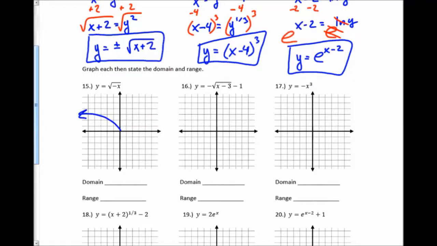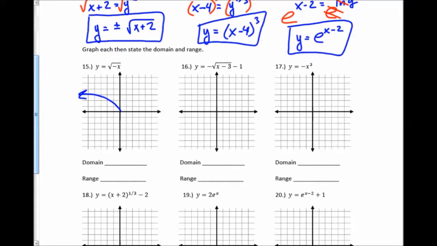And so now I take this and I identify my domain and range. The domain, the x values are all less than or equal to 0. And the range, I can see all the y values are greater than or equal to 0 because it goes up. And that's it.